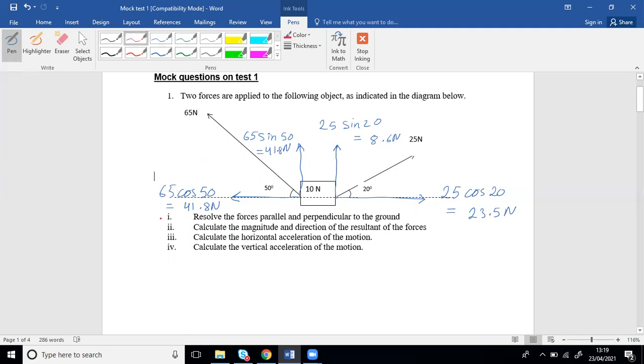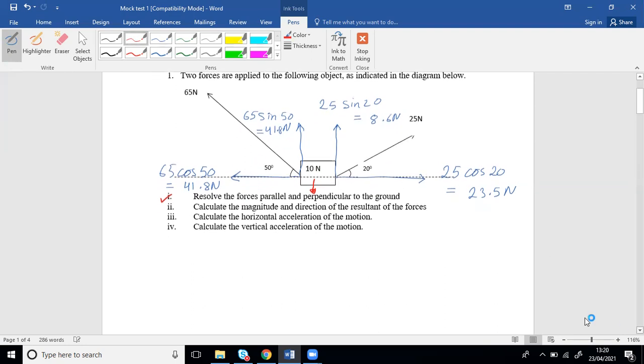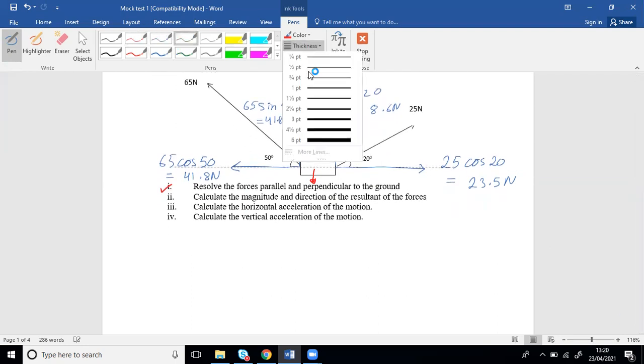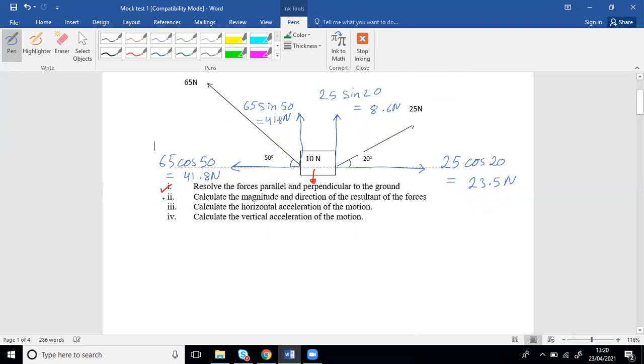So, question 1 done. The next thing says, calculate the magnitude and direction of the resultant force. So the magnitude and direction of the resultant force will be into horizontal and vertical. So now I've got a 10 Newton force in here. So 10 Newton will be acting vertically downward. So therefore, I can divide this into perpendicular, and also into vertical and horizontal components. I'll use a different color for that. Okay, now, so number 2. Calculate the magnitude and direction of the resultant force.